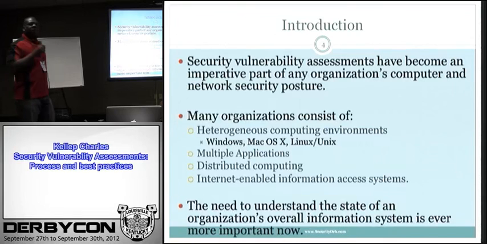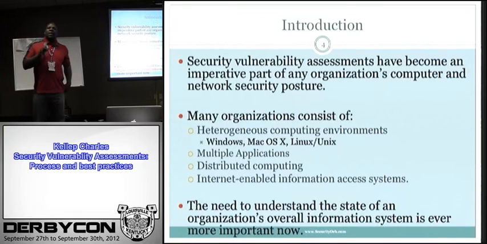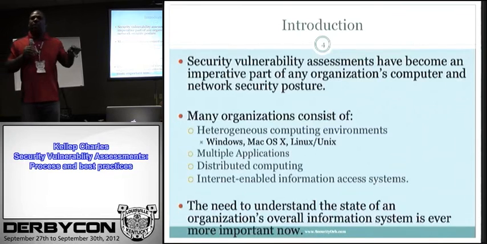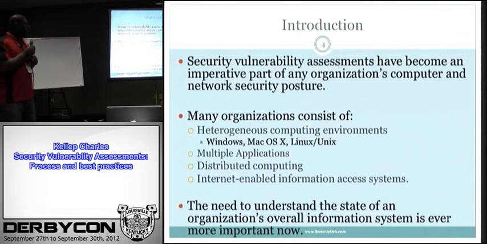And you also have the internet-facing networks. With the internet-facing networks, you're talking about FTP servers, you're talking about web servers. All of these things add an additional risk to the network that the security assessment process usually brings out and helps.